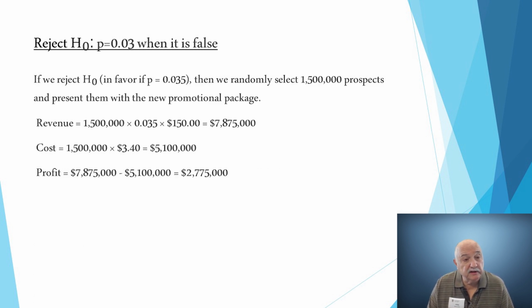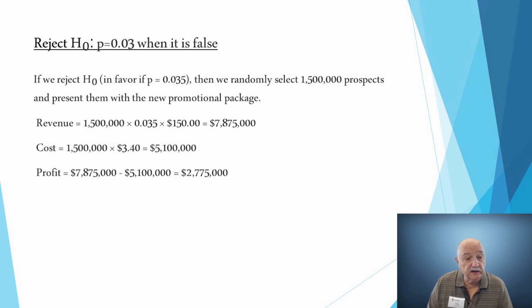Suppose we reject the null hypothesis when it is actually false. In other words, now we've done the right thing. It's a correct decision. If you reject the null hypothesis in favor of the alternative, which is going to be represented by a 3.5% response rate, then we're going to randomly select 1.5 million prospects, and we're going to present them with the new promotional package.